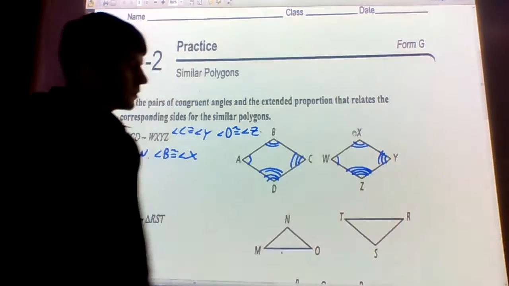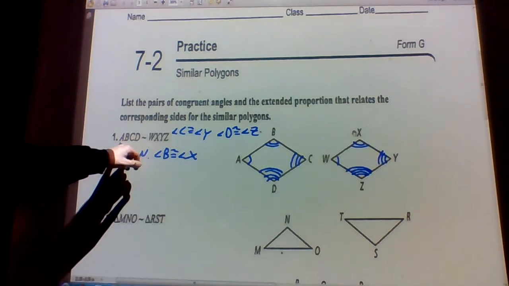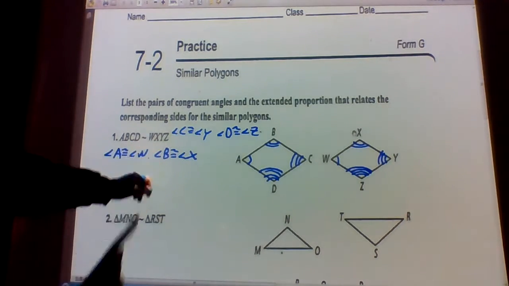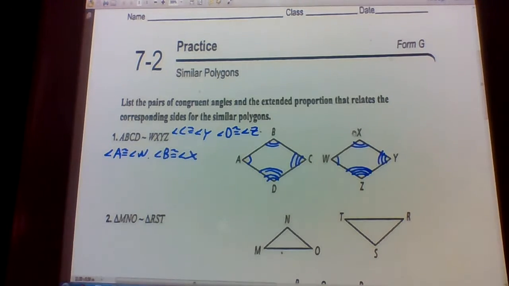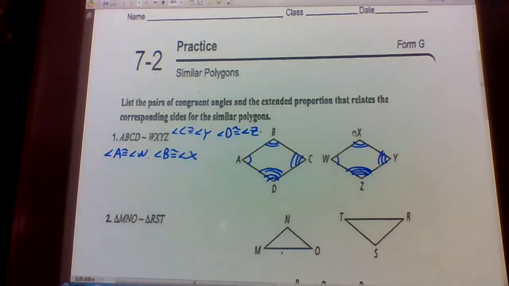So if these figures are similar, they're the same shape, different sizes. They're the same shape because their angles are all congruent. The corresponding angles are congruent. So there's 4 corresponding angles: A and W, B and X, C and Y, and D and Z. Okay, now we need to write the extended proportion that relates to the corresponding sides.